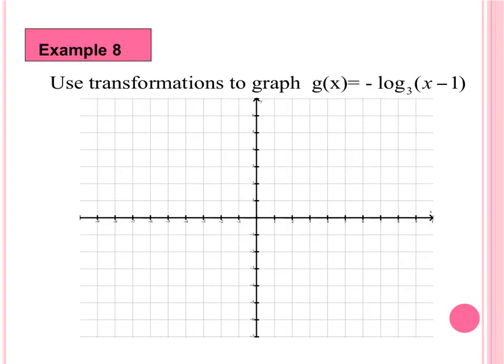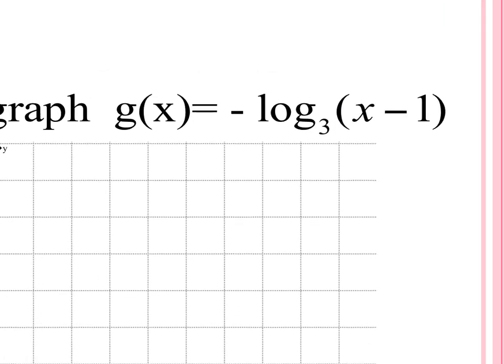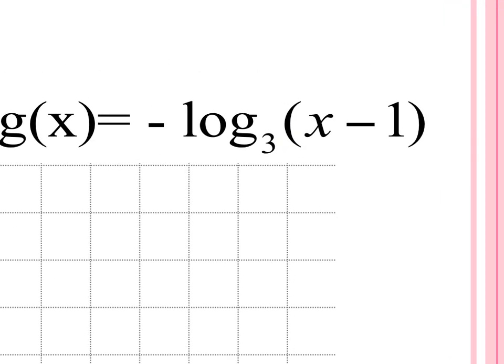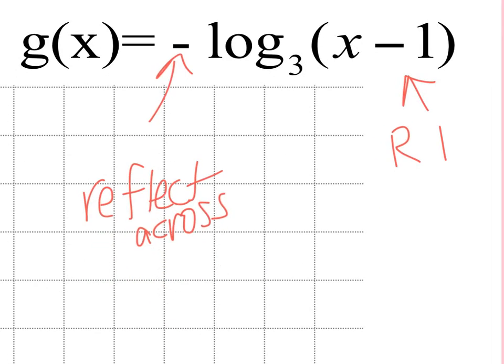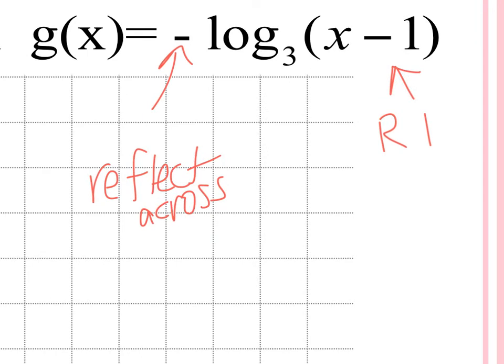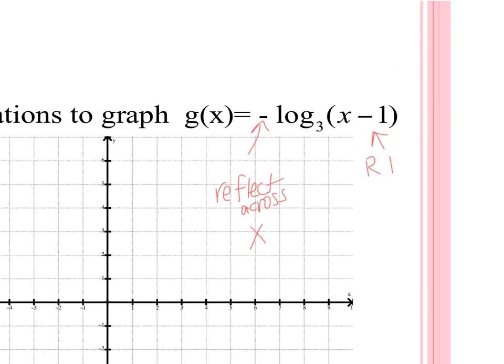Okay, so let's talk about graphing some things. First of all, I don't even want to graph this one. I want you guys to tell me what's happening to it. How do you know it's right 1? Perfect. It's going right 1. And what else? It reflects across the x. Good. Inside, it's with the y. Okay, here we go.